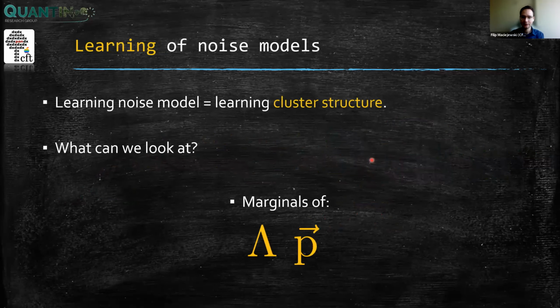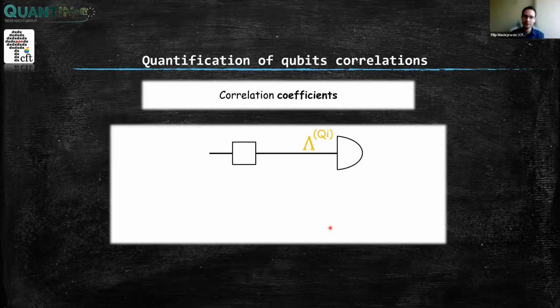But then if I am interested in some local correlations, I do not really need to study the whole distribution, but perhaps I can just look at the marginals of this noisy distribution to look at the local properties of noise. So how can one use marginals to get information about correlations?